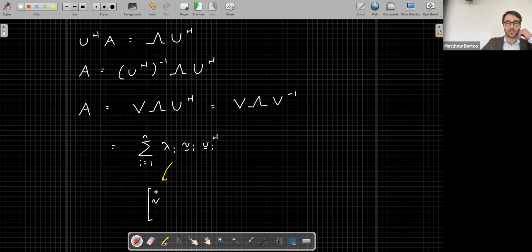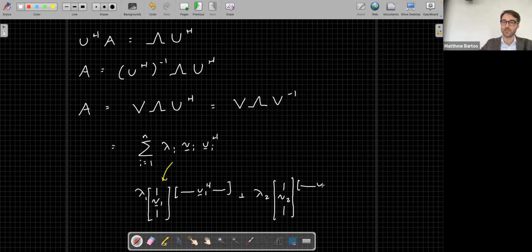So you have, for instance, V1, U1 Hermitian transpose, scaled by lambda 1, plus lambda 2 times the outer product of V2, U2 Hermitian, all the way through lambda n. And I think I've run out of space here, but this will be Vn times Un Hermitian transpose. Gosh, I ran out of space there.